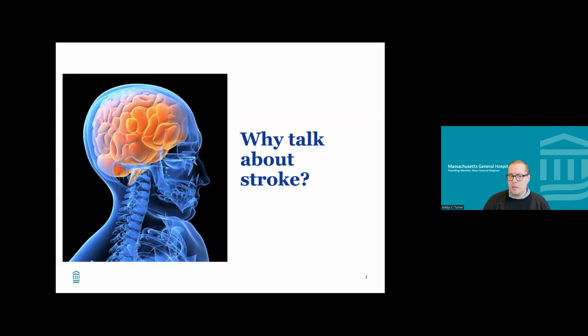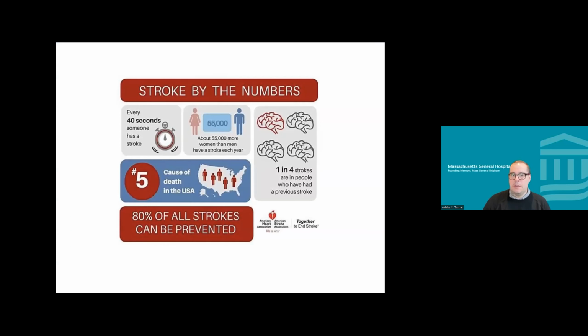So why do we talk about stroke? Well, let's look at the numbers. Every 40 seconds, someone in the US has a stroke. Slightly more women than men have a stroke each year. 1 in 4 strokes are people who have had a previous stroke. And stroke is currently the number 5 cause of death in the US, and it's also in the top 5, even a little bit higher actually, in terms of morbidity and disability.